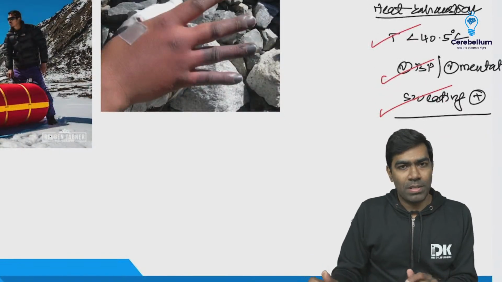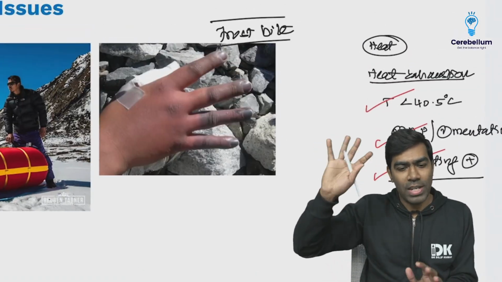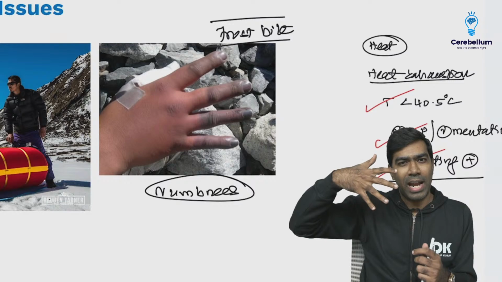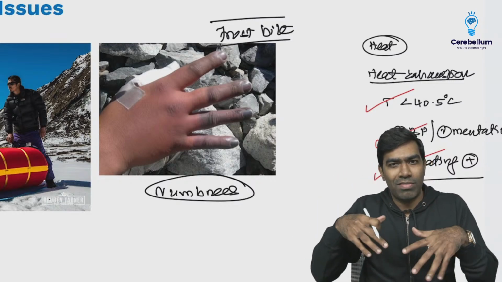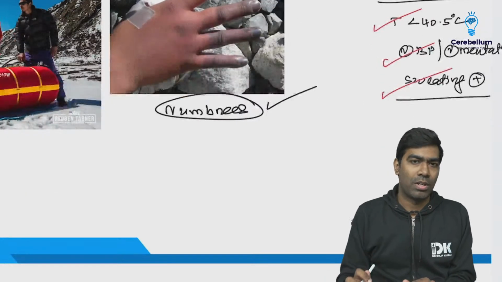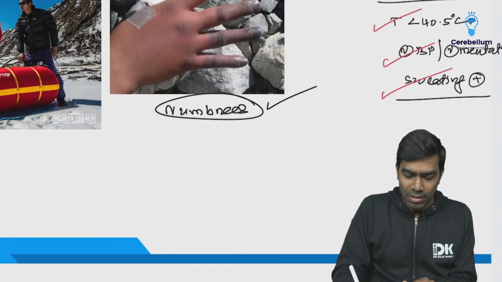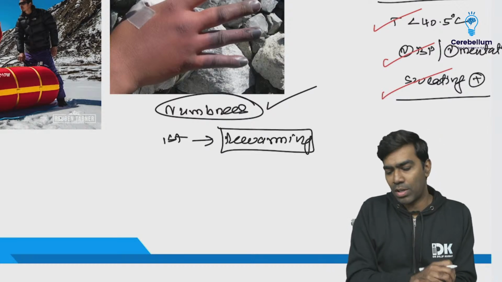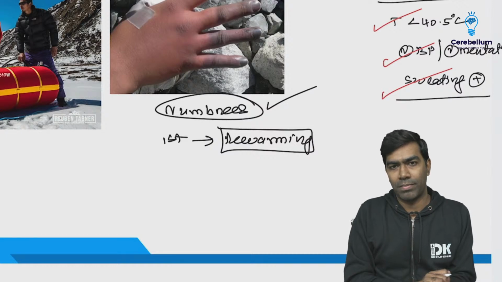How will the patient present? Anyone who is exposed to freezing cold, presenting with numbness, or saying my hand is feeling like a wooden block, my feet are feeling like a wooden block. Immediately you have to suspect frostbite. The first treatment you have to give is rewarming. Rewarming is the number one treatment of choice for frostbite.